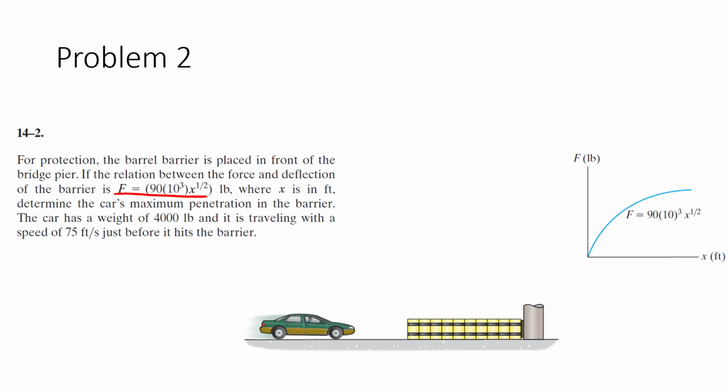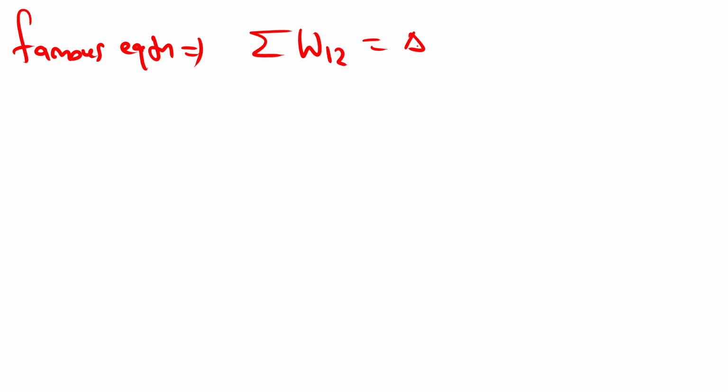Then the weight of the car is 4000 lb, and it's traveling with a speed of 75 feet per second. And this is the graph of the force. Again we will use our famous equation: the work acting on the body from 1 to 2 is equal to the change in kinetic energy, or kinetic energy at 2 minus kinetic energy at 1. So let's first identify the kinetic energy at 1.